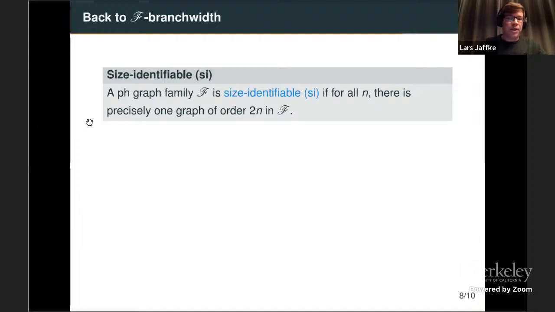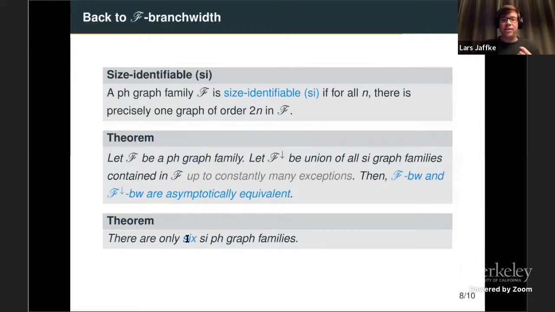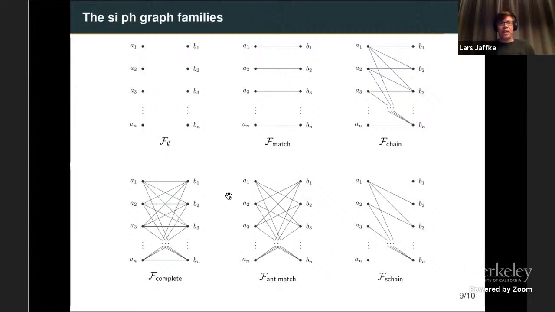But in fact, we show that you can restrict yourself further. So we say that a family is size identifiable if for all n, there's precisely one graph of order 2n in your family. And then we show that if you have some family F and you basically throw out all your graphs except the ones that are from a size identifiable family, then what you get is still equivalent to your original width measure. And the nice thing is that there are only 6 bipartite graph families that have these properties, and they look like this. So it's the edgeless graphs, matchings, chain graphs, and the bipartite complements.